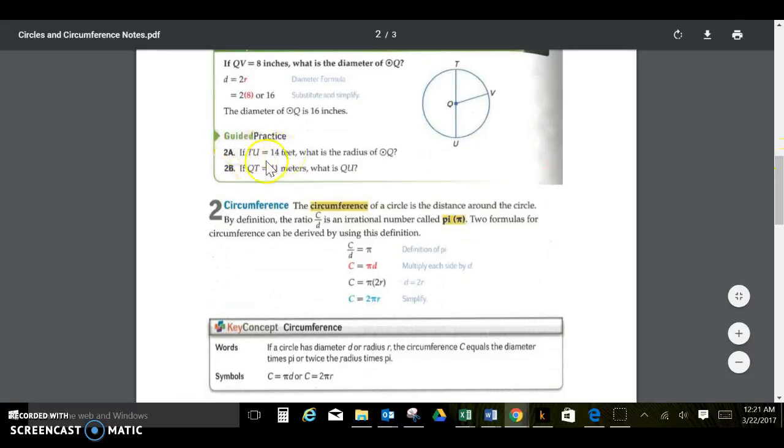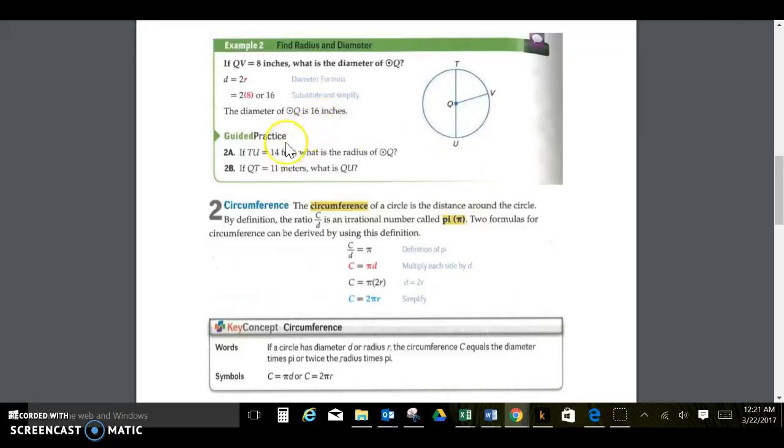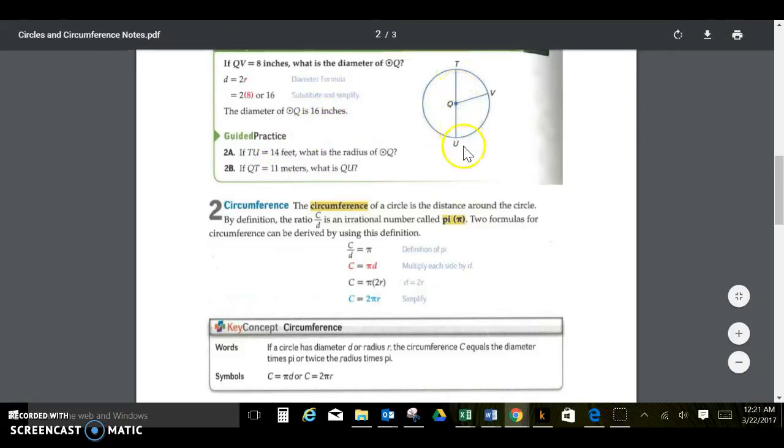And so if you do the guided practice here, real simple. Okay? So it says TU, the diameter, is 14. What is the radius? Okay, so think about it. Should be fairly easy though and quick to get. So I would take 14, divide by 2. My radius is 7.